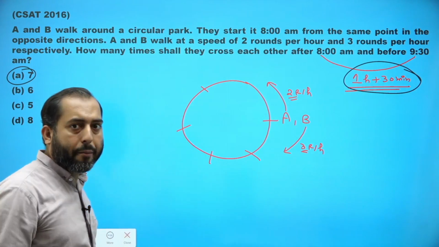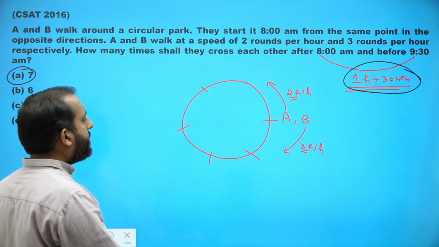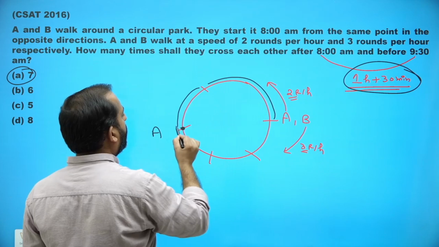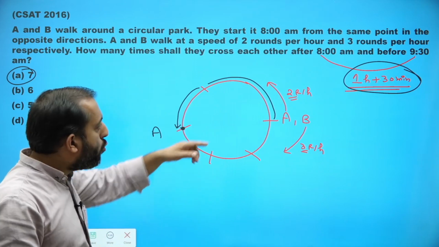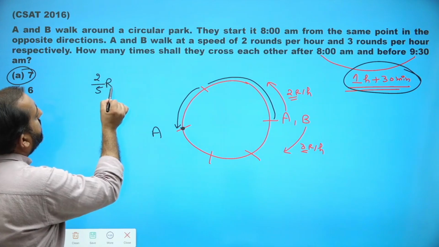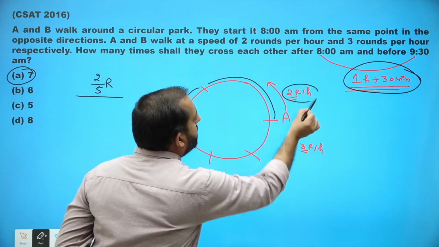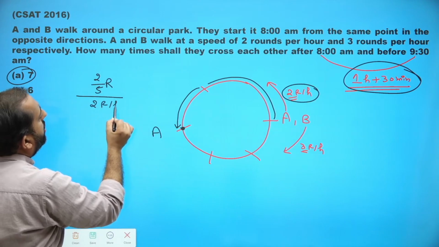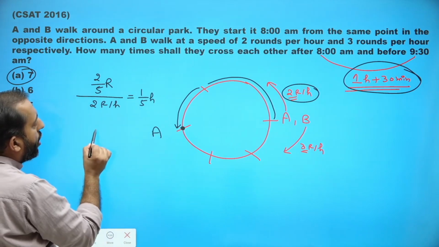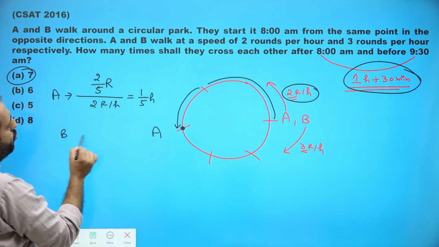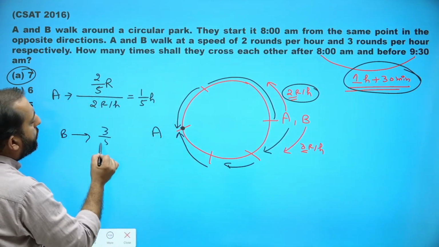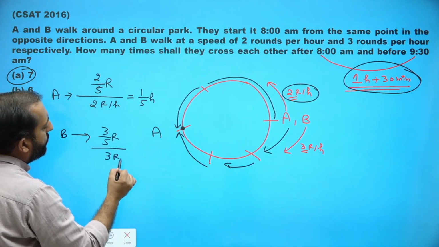They have started at the same time. So let's say the moment when A will reach here. A will cover 2 parts of this circle, meaning 2/5 of the complete distance, with the speed of 2 rounds per hour. So A will reach this point in 1/5 of an hour. And B will cover 3 parts, 3/5 of this complete circle, with the speed of 3 rounds per hour.